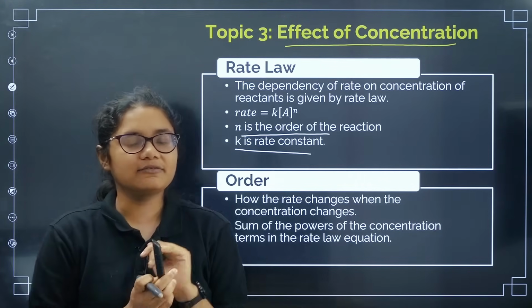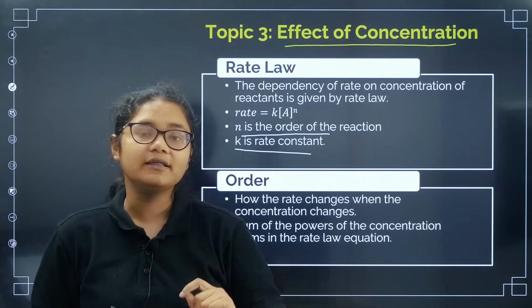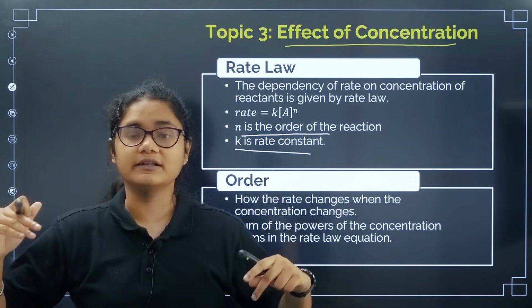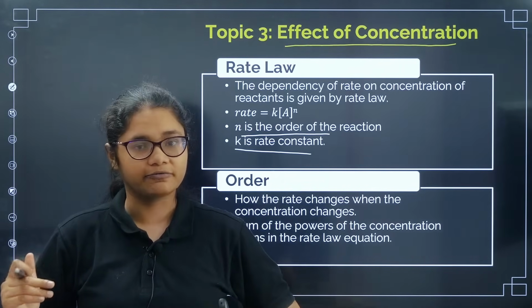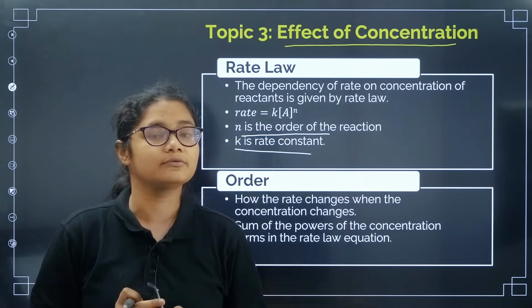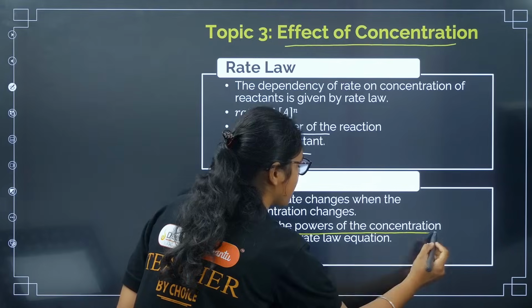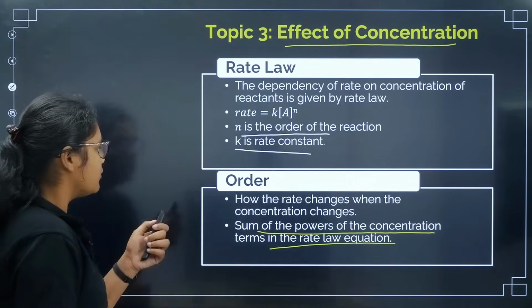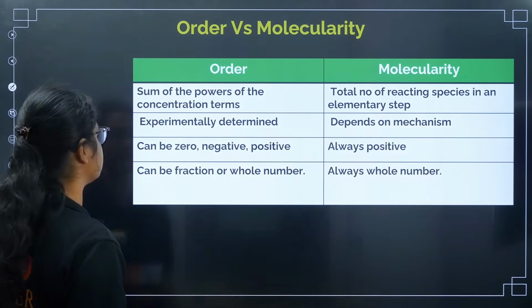We know that if concentration increases, the rate will definitely increase, right? But how many times will the rate increase? Suppose you are making the concentration double, then will the rate also become double, or will the rate become 4 times, or half? That information is given to us by the order of the reaction. What is the definition? It is the sum of the powers of all the concentration terms in the rate law. Now there is also something called molecularity. Let us see the difference.